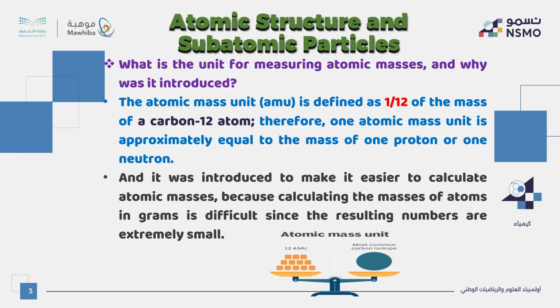The helium atom, which has 2 protons and 2 neutrons, is about 4 AMU. A carbon-12 atom, with 6 protons and 6 neutrons, is 12 AMU by definition. An oxygen-16 atom, with 8 protons and 8 neutrons, is about 16 AMU.